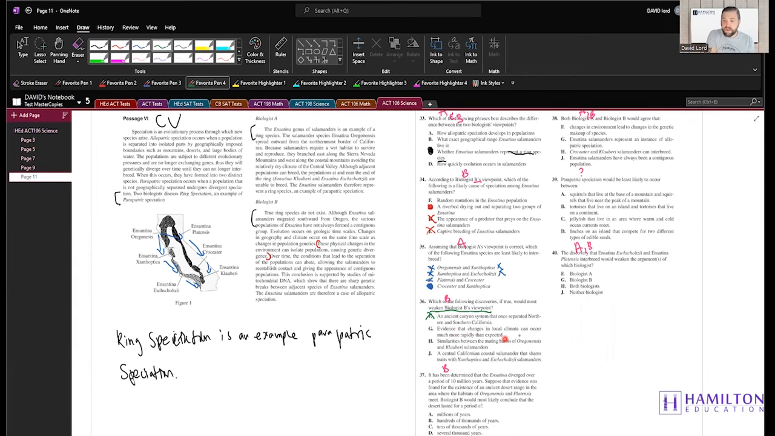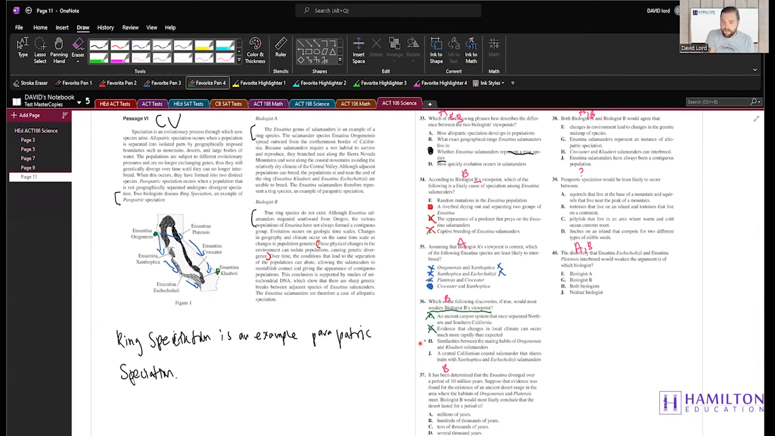Evidence that changes in local climate can occur much more rapidly than expected. Again, it said physical changes can occur that can cause the population to evolve. That doesn't necessarily weaken it. So we can eliminate G. Similarities between the mating habits of oregonensis and klauberi salamanders. So oregonensis is up here and klauberi right here. So that kind of seems realistic to me as one of the options. So let's see if J is better though.